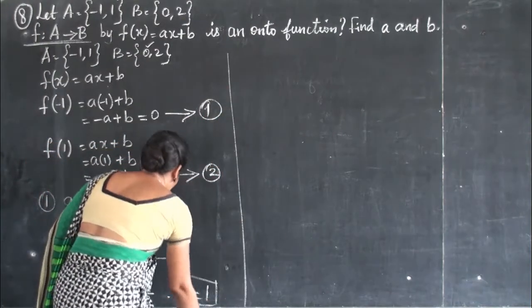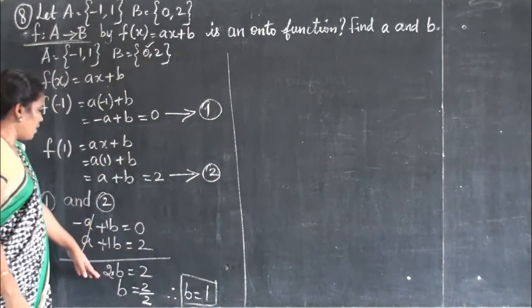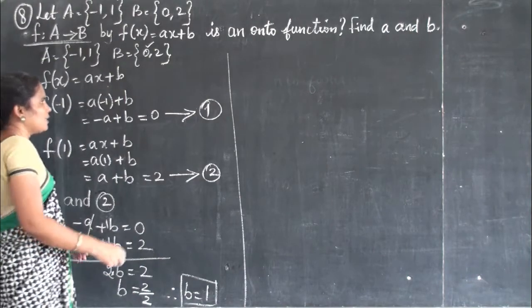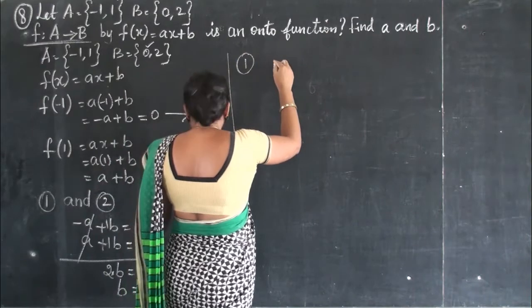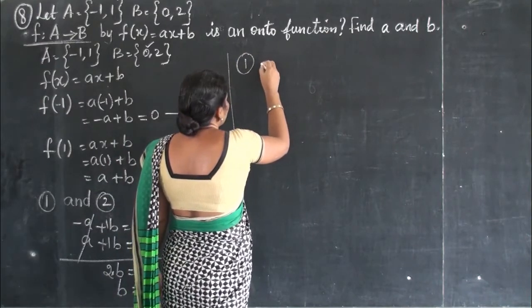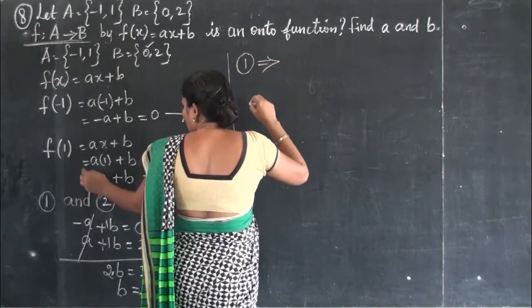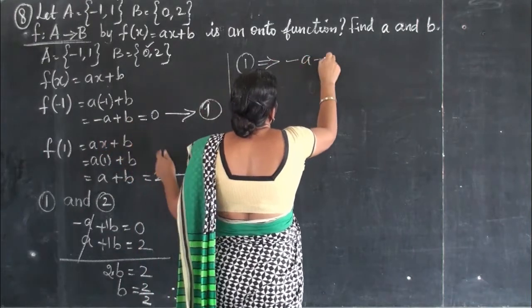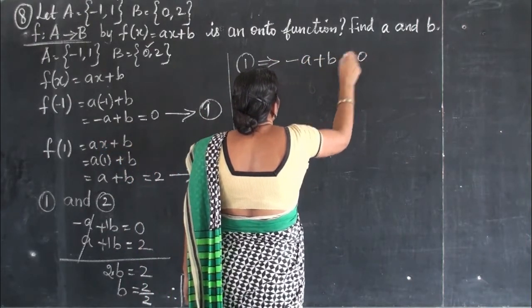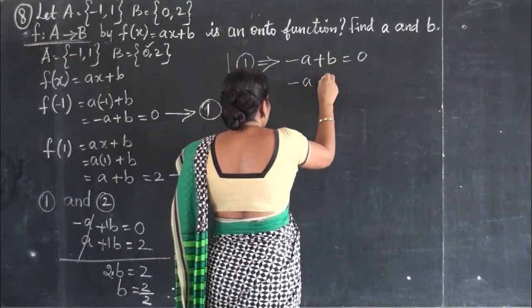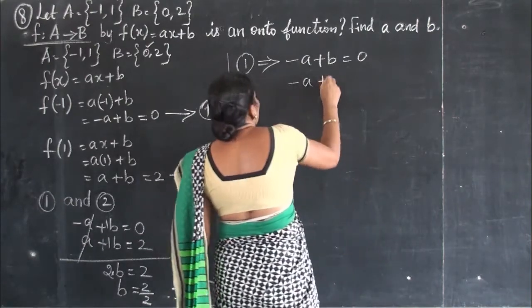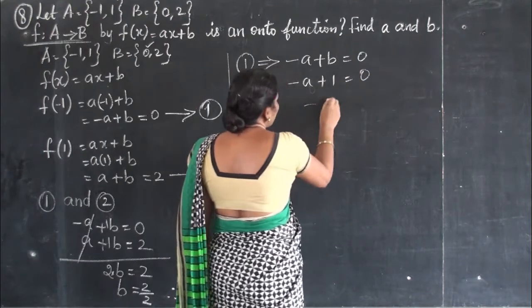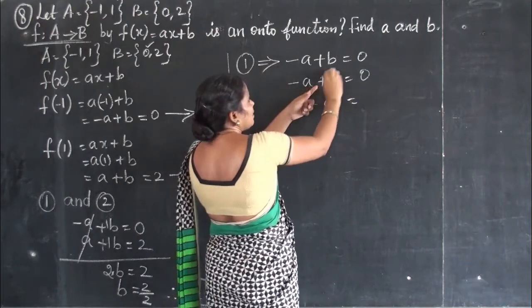Okay? And to find the value of a, you can take either the first equation or the second equation and substitute the value of b in any one of the equations. Taking the first equation, minus a plus b is equal to 0. What is the value of b? b is 1. So 0 is equal to minus a plus 1.